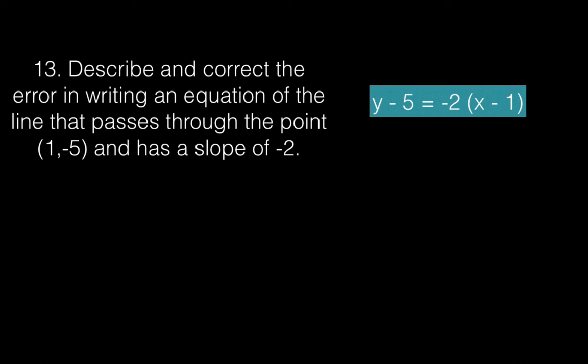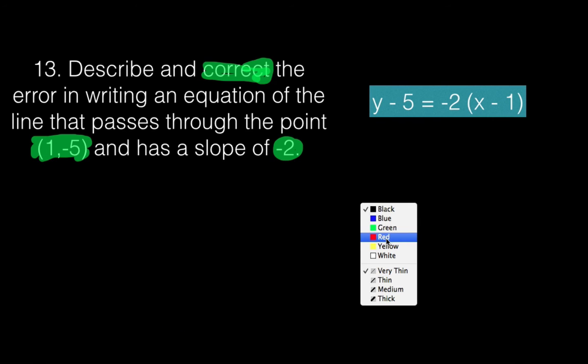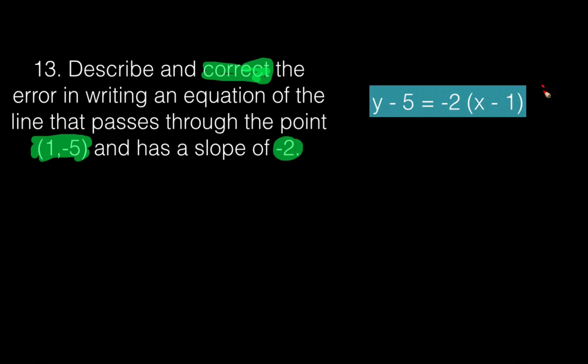Now we're looking at number 13 still on page 245. Describe and correct the error in writing an equation of the line that passes through, so this is my point, that's the first thing I need, and has a slope of negative 2. This equation that we see here right now is incorrect. Something happened here that was wrong. So let's take a look at that.